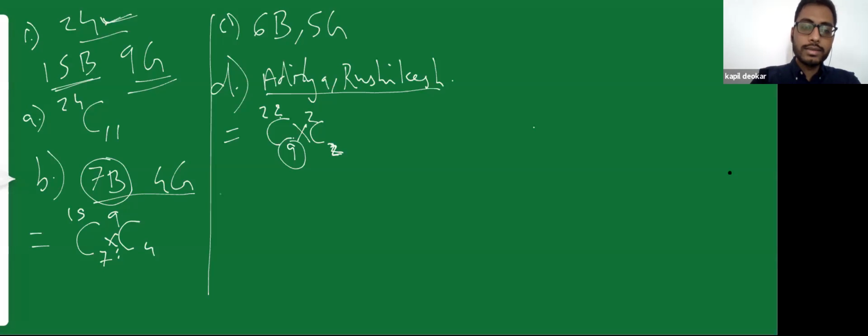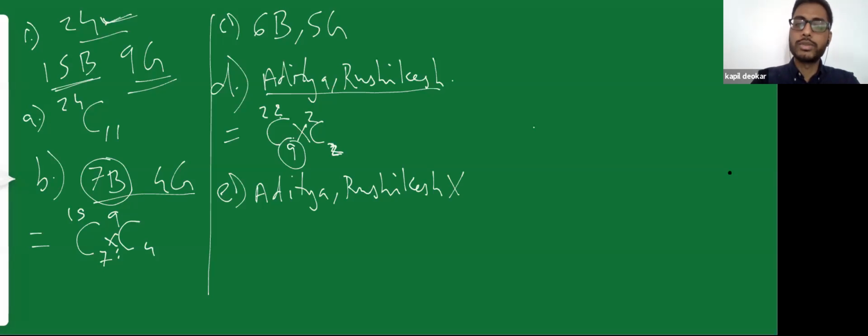Now, let's complicate this question a bit more. There was a match, and in that match, Aditya and Rushikesh did not play well. So what I decided was, I will again form a team of 11 players, but this time I don't want Aditya and Rushikesh to be in my team. So in the first case, what I wanted was that both of them should always be there on my team. And in the second case, I've decided that I don't want them on the team. Now, in how many ways can I select?